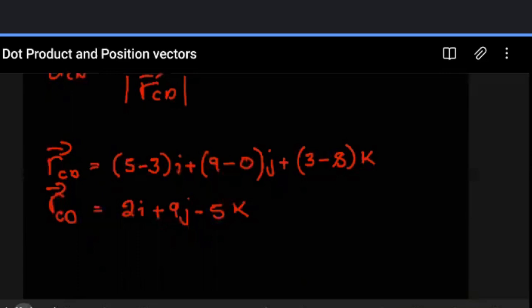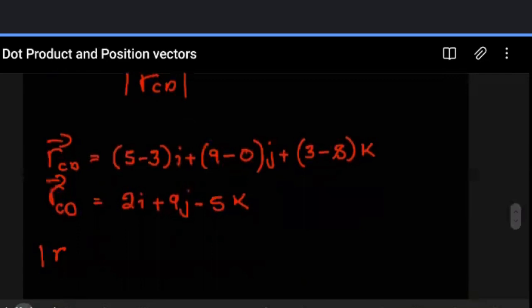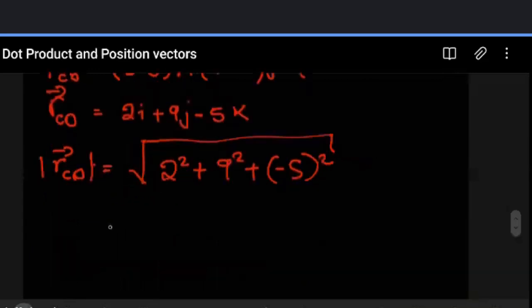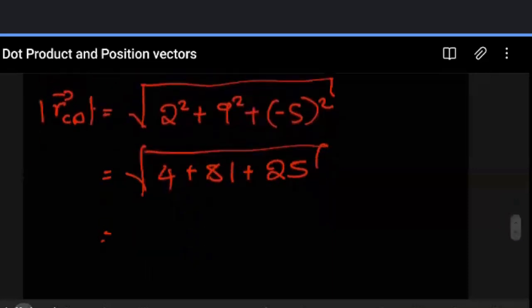So we have ticked off this. The next thing that we need is its magnitude. So now we can get the magnitude of RCD. And to get this magnitude, you know how it goes. It's the square root of 2 squared plus 9 squared plus negative 5 squared. So this is going to be 4 plus 81 plus 25. What will be the answer here? If it's not perfect, you can just add this. 4 and 25 is 29, plus the 81, that's 110.